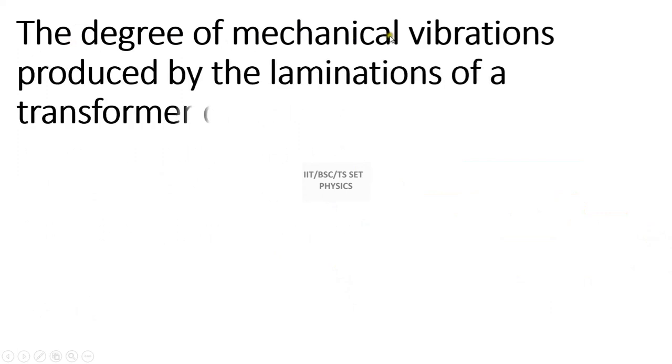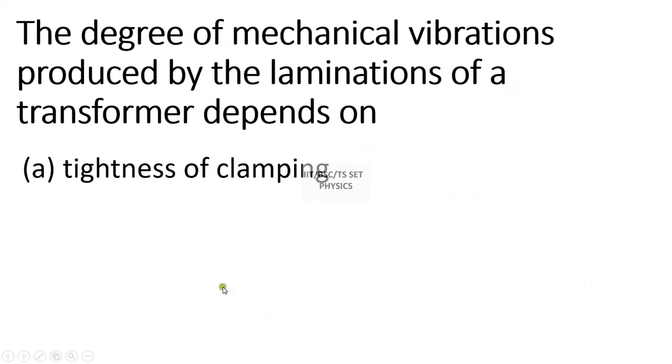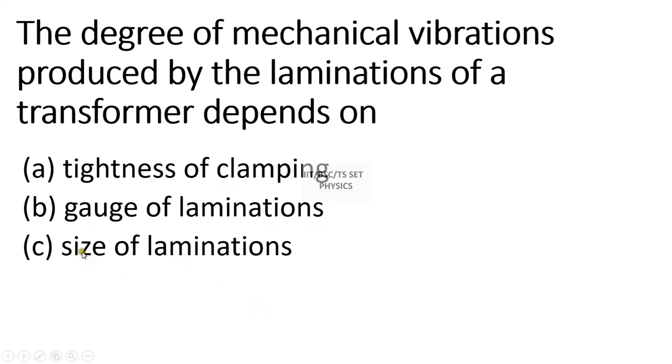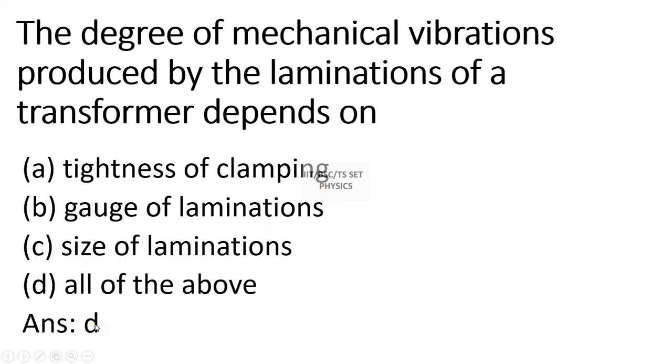The degree of mechanical vibrations produced by the laminations of a transformer depends on thickness of clamping, gauge of laminations, size of laminations, all of the above. The answer is D, all of the above: thickness of clamping, gauge of lamination, size of laminations.